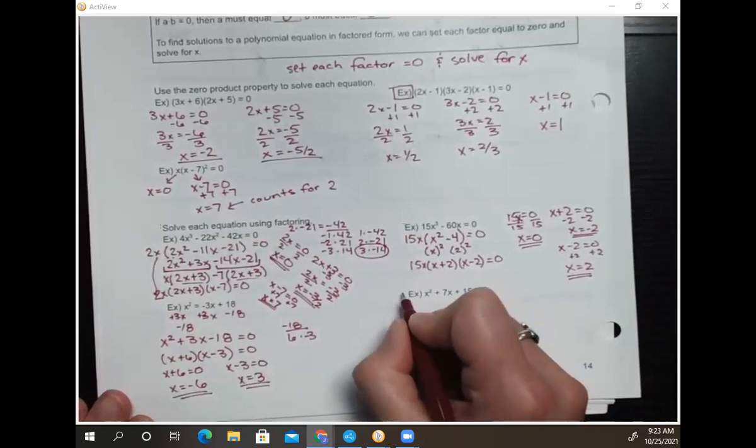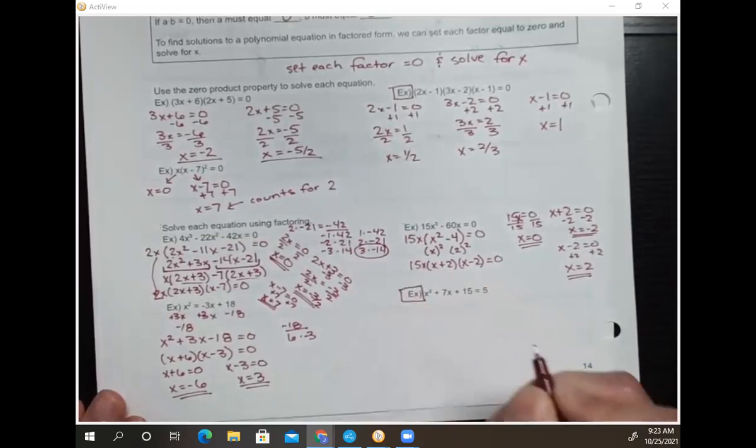I want you guys to try this last example. Remember, before you factor, you need everything on the same side set equal to 0.